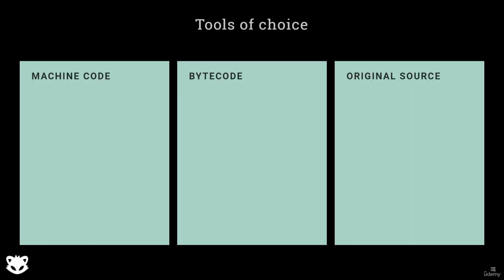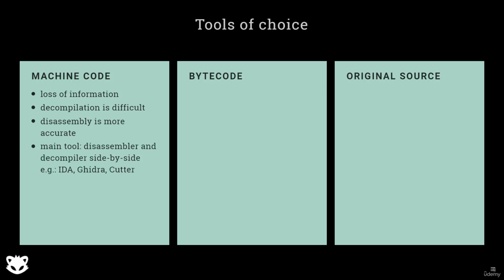So what does this mean for our tools of choice? Now, as a reverse engineer, we either get machine code, bytecode, or the original source code. If we have machine code, a lot of information has been lost during the compilation process. And for that reason, decompilation is often difficult and not accurate, whereas disassembly is a little bit more accurate. So our main tools will be disassemblers and decompilers, most of the time side by side.